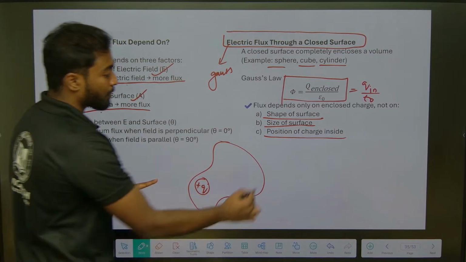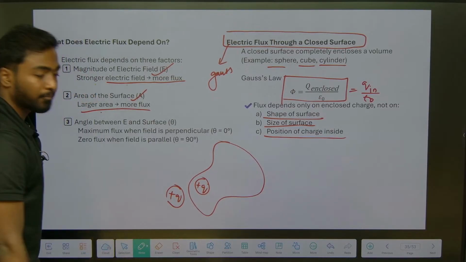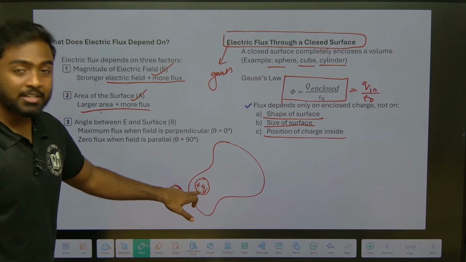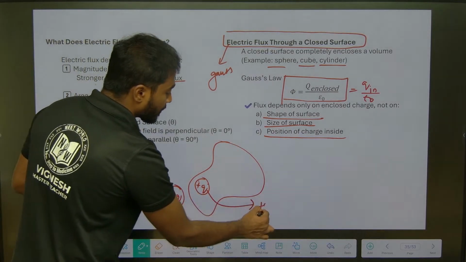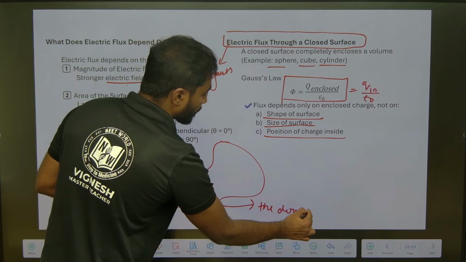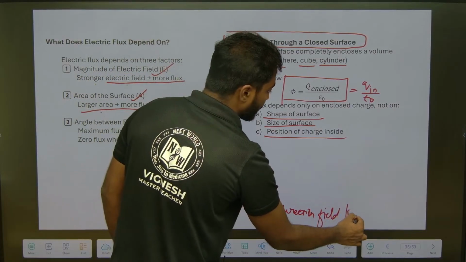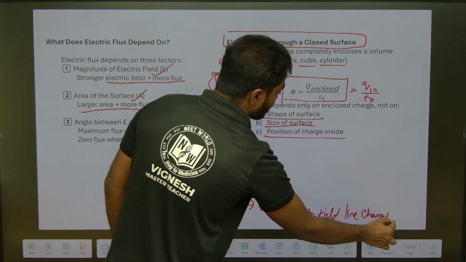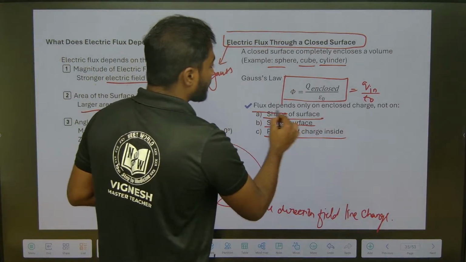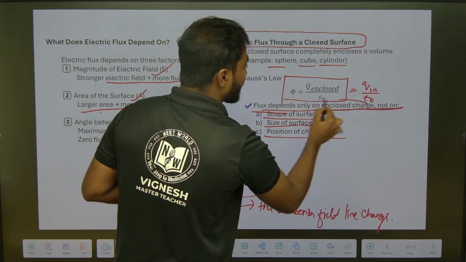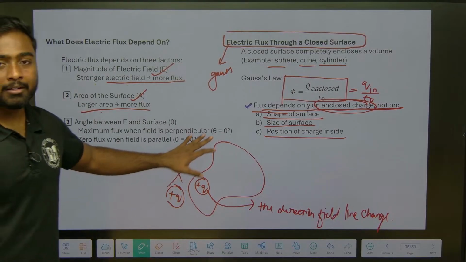One more thing: if I bring some other charge here, for example plus Q, will the flux change? No. The direction of the field line will change, but it doesn't affect the flux. Flux depends only on the enclosed charge. Enclosed charge is the important thing. The charge which we are considering outside doesn't matter.